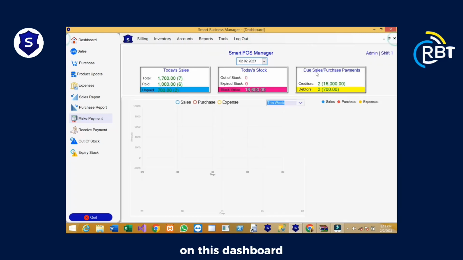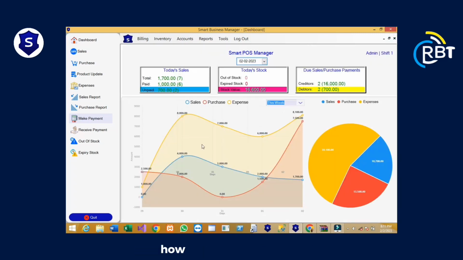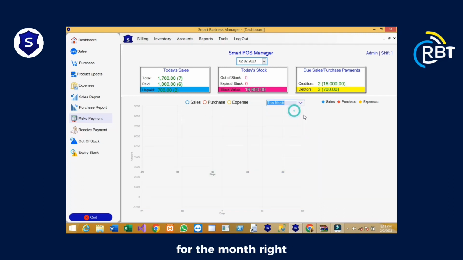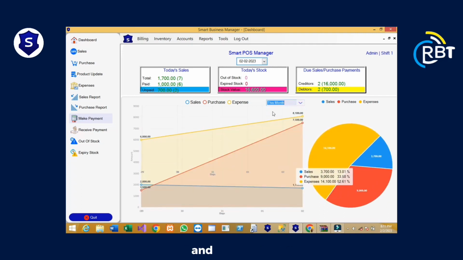On this dashboard, you'll be able to see everything: how your sales are going, your purchases and your expenses. You see your out of stock and expired stock. You see the persons that are owing you and people you are owing. You can see that as creditors. Now this shows you your pie chart of your total sales in a week, total purchase, and your total expenses in a week. If you select this, it's going to show you for the month, and all of that.